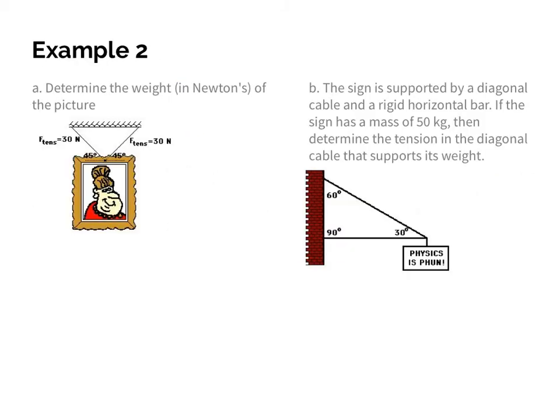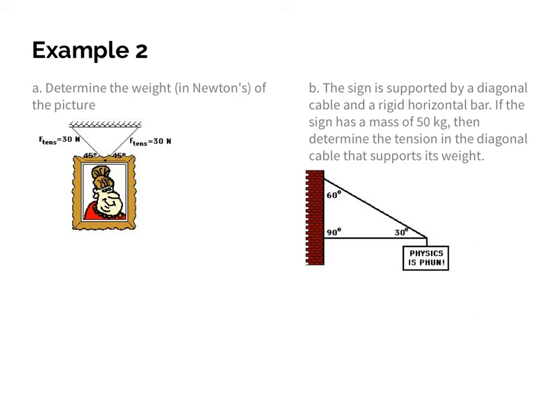So let's take, for example, a situation in which we have something that is balanced forces. So I have here, say in example A, a picture of this beautiful lady that's just hanging from two strings, and you'll see that the strings form 45-degree angles, and notice the forces in both strings are 30 newtons apiece, and strings are tension forces. So my goal is to determine the weight of the picture.